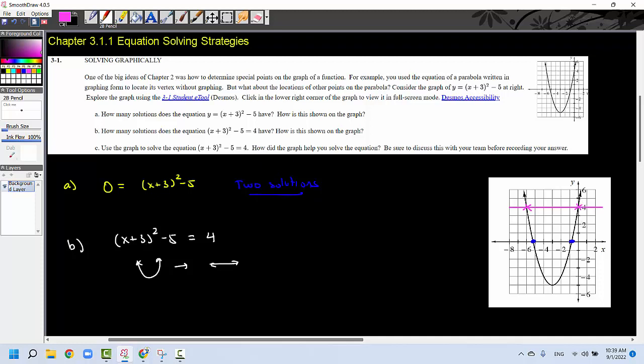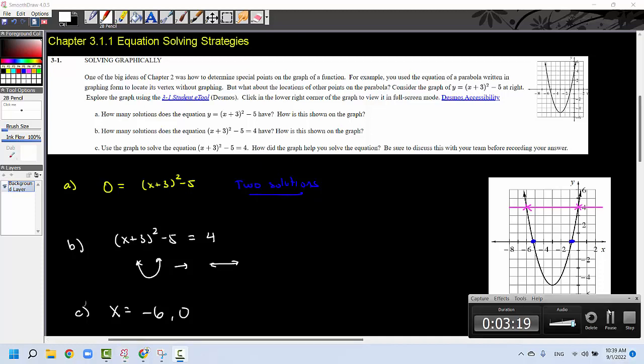And it says use the graph to solve the equation. Okay, cool. So this is going to happen at, if I look at it, x equals negative 6, and it happens at x equals 0. So that would be the solution to the equation (x + 3)^2 - 5 = 4. So hopefully that makes sense when we are interpreting the results of an equation in a graphical setting. I'll be right back with problem 3-2.